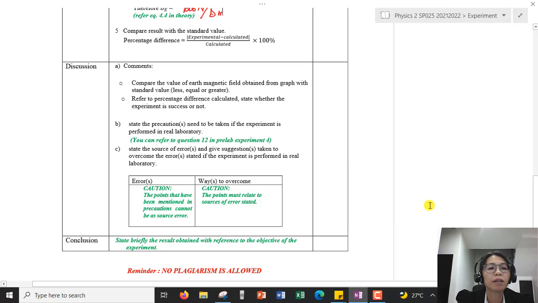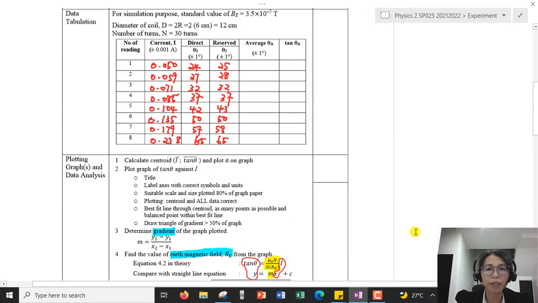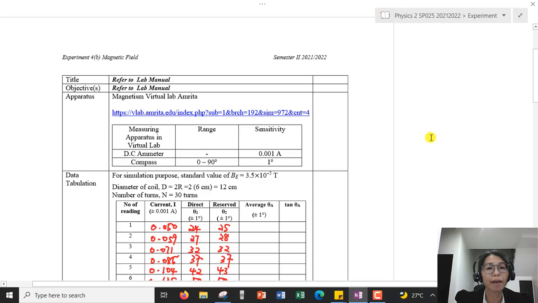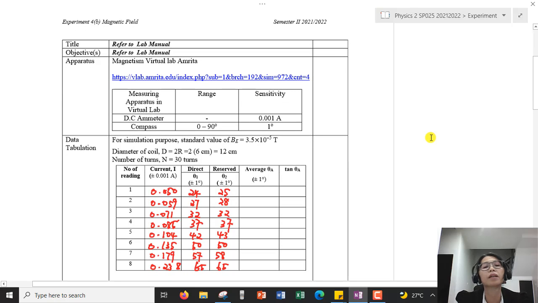Alright, the last one will be the conclusion. State briefly the result you obtained with reference to the objective of the experiment. So do a complete lab report about experiment 4 using the data that you already obtained through the virtual lab, and submit it via Google Classroom.